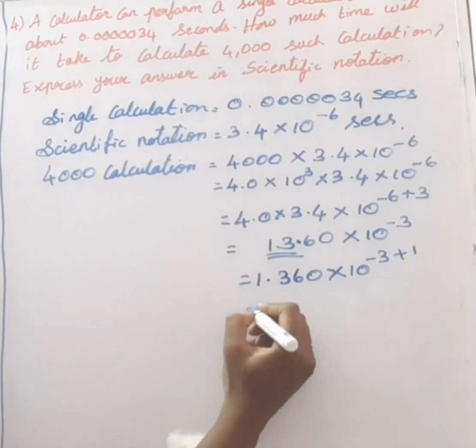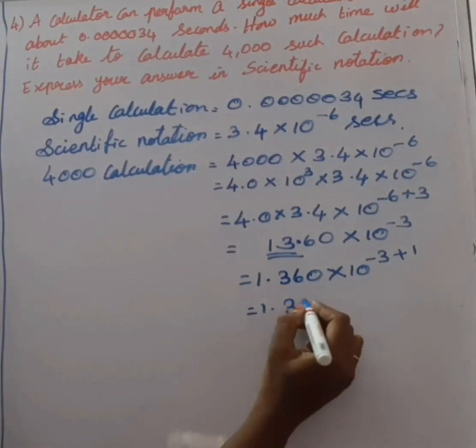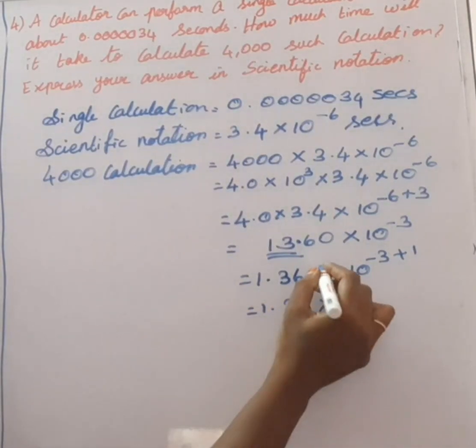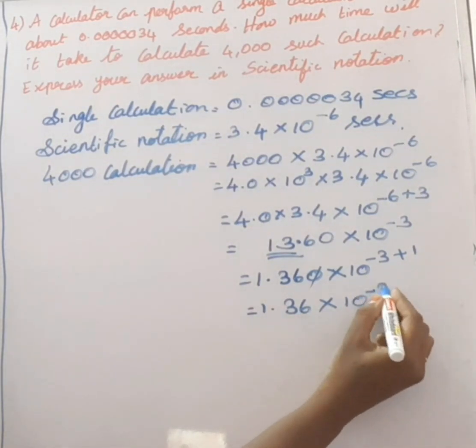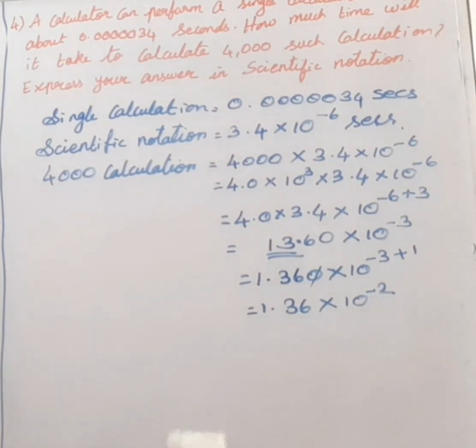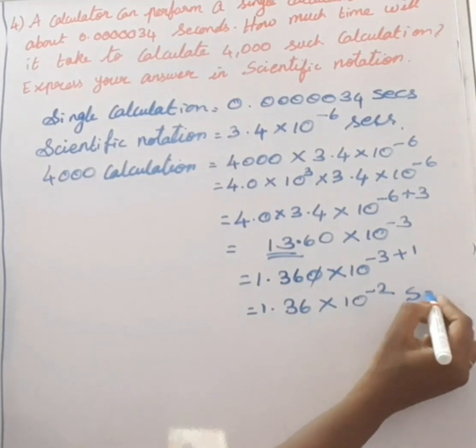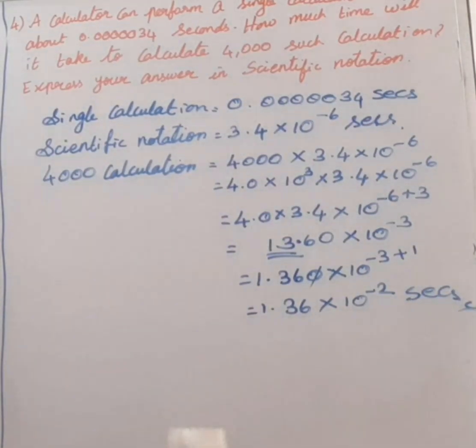Okay, so what we get? 1.36 into 0 does not have a value, so leave that one, into 10 power minus 2. So 1.36 into 10 power minus 2 seconds is the answer for this sum.